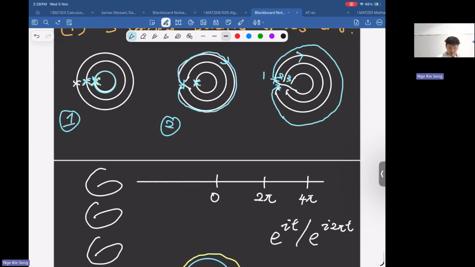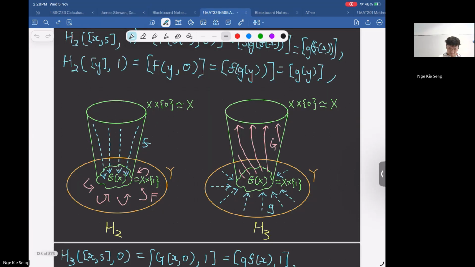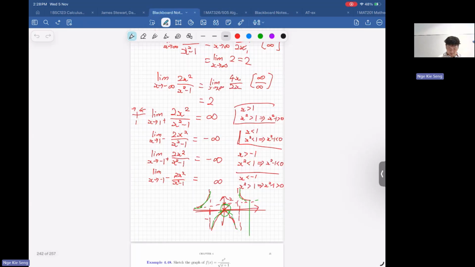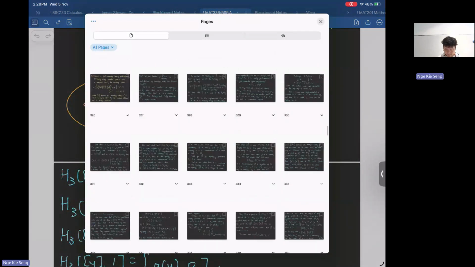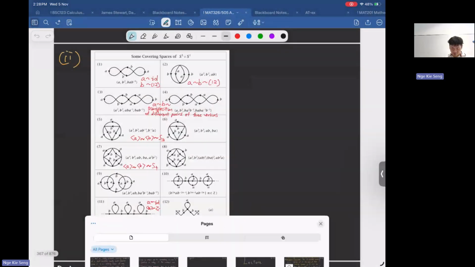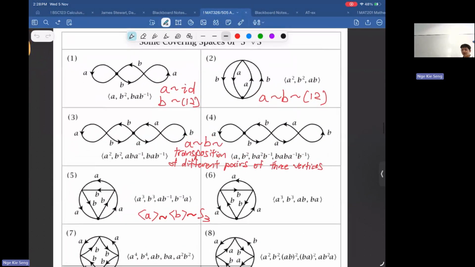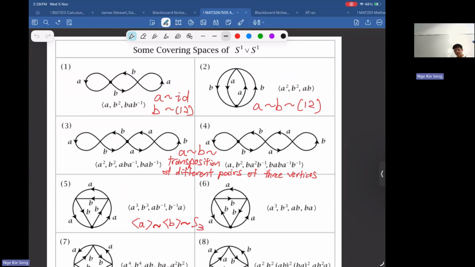Let's look at some examples here. If you look at this example, can you determine for this covering space what these loops are doing? Although they write A, B here, you should think of it as the lift of A or the lift of B. These correspond, after mapping, to B or A. So these are the lifts.